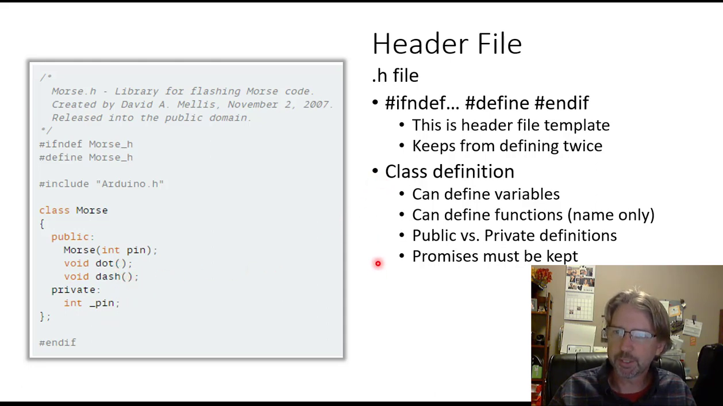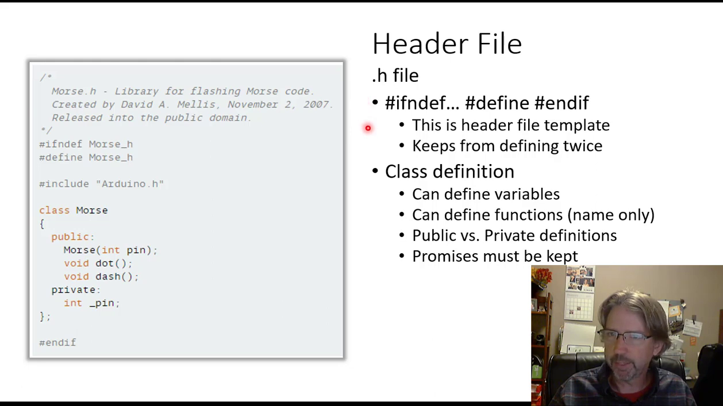So here we're just defining what's there. We define all the variables, and then we just give names to all of the functions. So we say what their inputs and outputs are and give them names, and we also define the constructor function.